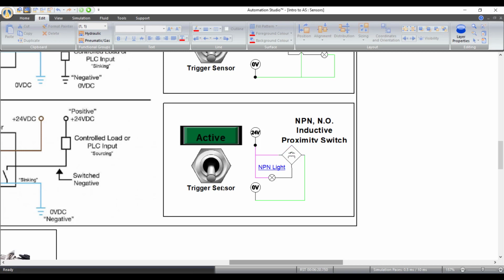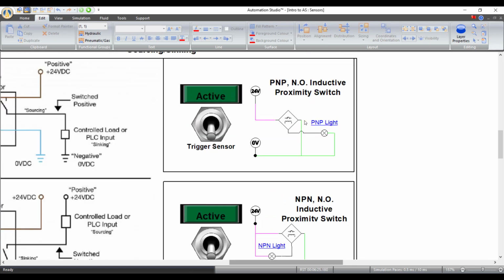There's some things to think about when we're looking at sensors. And then also when we're wiring them, make sure you're using the correct legs when you're wiring them in Automation Studio.